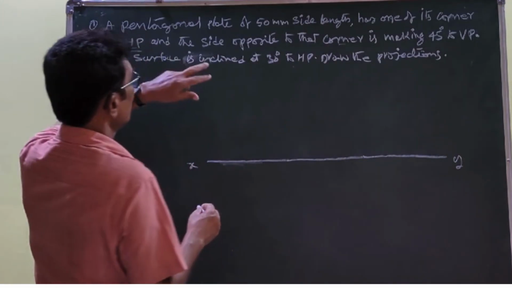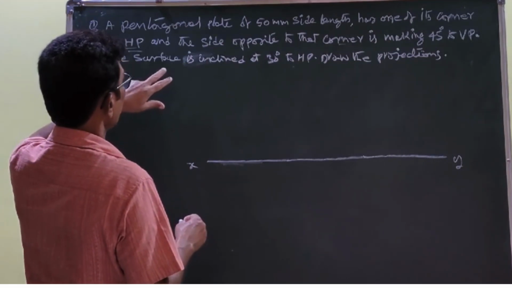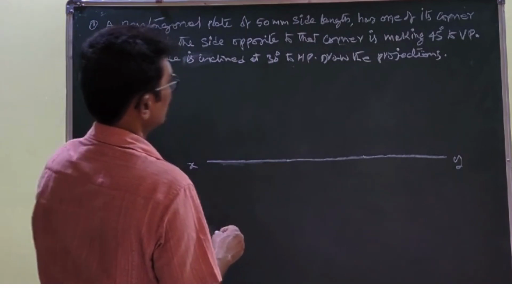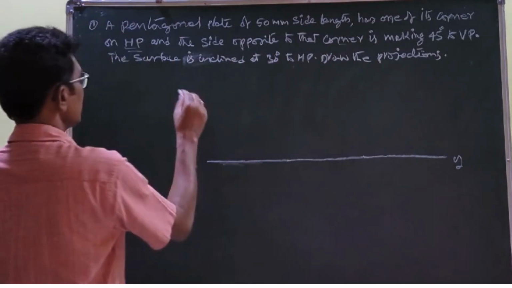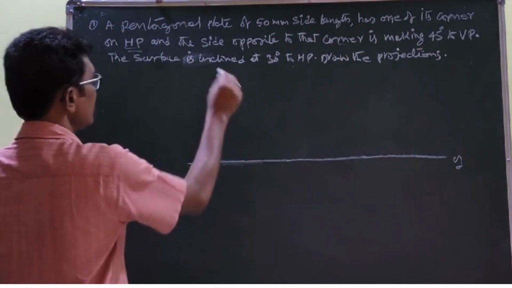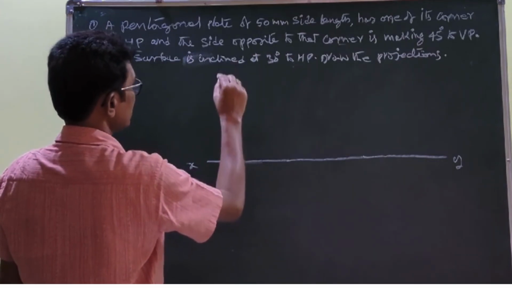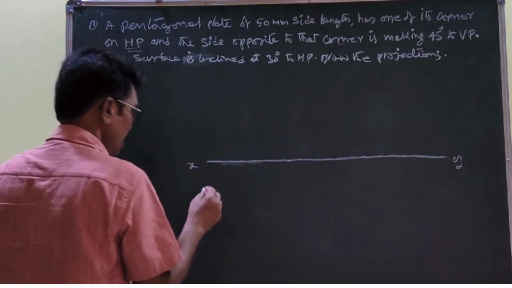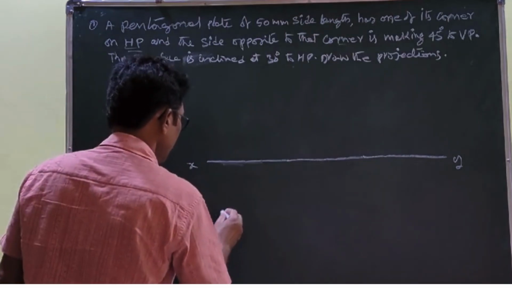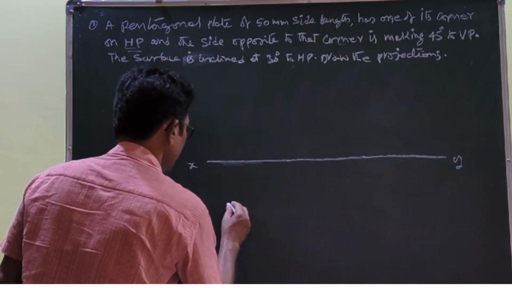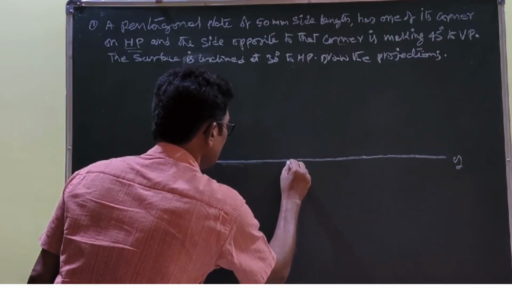First, the pentagon. So the corner in HP and the side opposite that corner making 45 degrees to VP and the surface inclined at 30 degrees. To satisfy these conditions, first we have to draw the first position of that plane, set up in this orientation. First you draw a vertical line here.